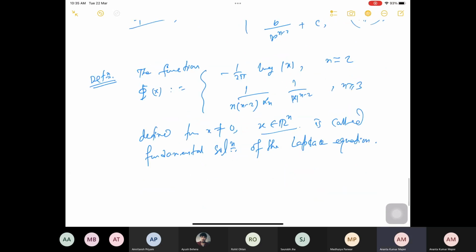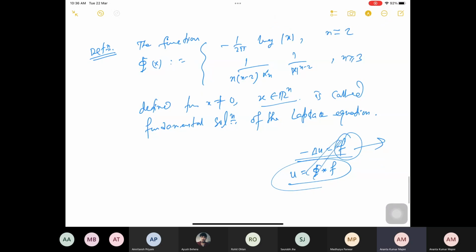Why is it called the fundamental solution? You'll see a little later that if I try to solve minus Laplace u equal to f, then if I define u equal to phi convolution f, with some assumptions on f, then u solves this Poisson problem in Rn. That is why it is a fundamental solution, because from that you can generate solutions for nonlinear problems and so on. Okay, so that I'll come back to.